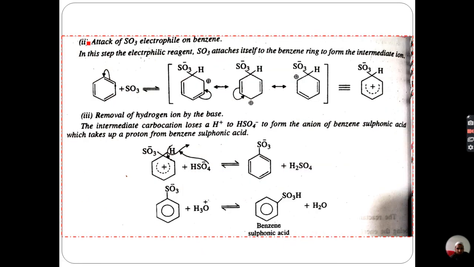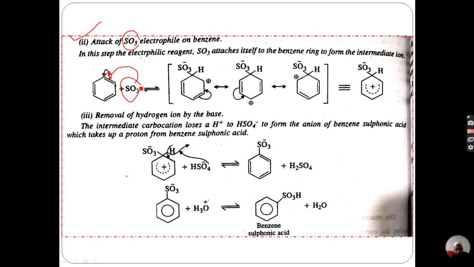So this is our step number 2, attack of electrophile on benzene. This is our SO3 electrophile. Now all these positions are same, so let us fix this position. This pi bond will move towards this, so it will get a negative charge. So negative charge, this SO3 will come to that side.